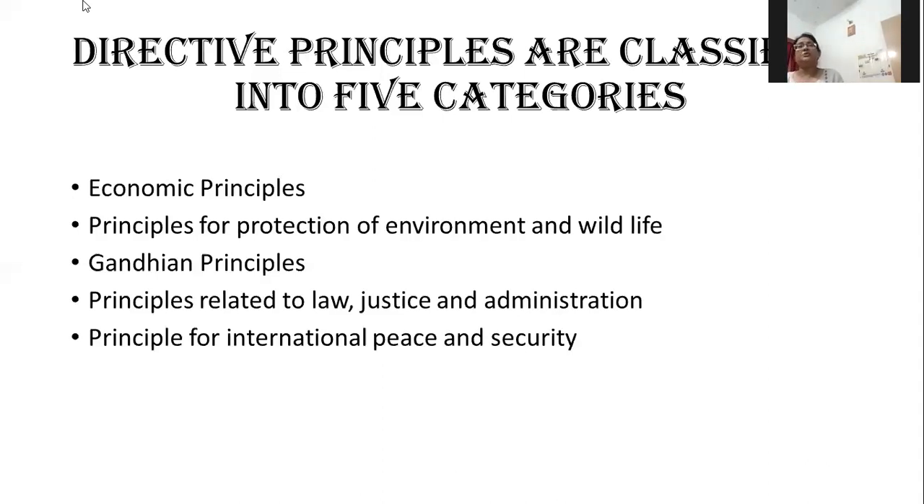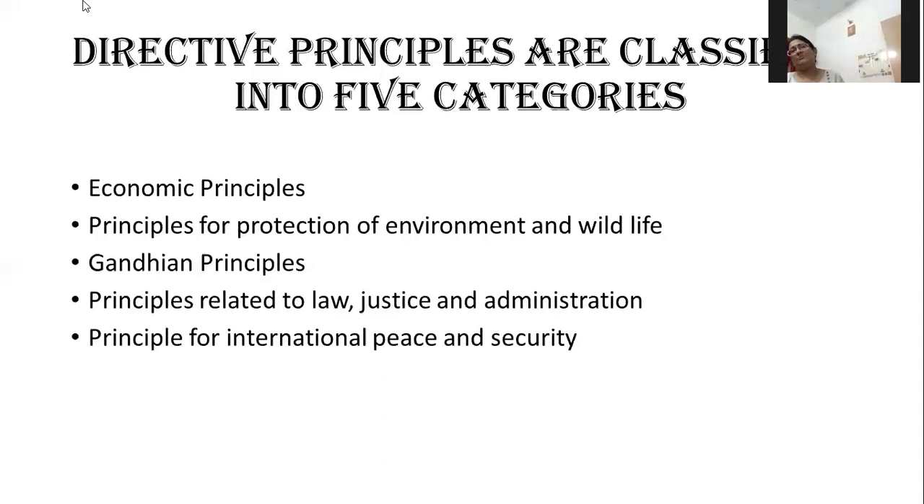Next is the principles of international peace and security. You can see India had very good relations with Nepal, but now Nepal has got a correlation with China. So it is creating a problem for India. So at that time, we have to have international peace treaties with different countries.